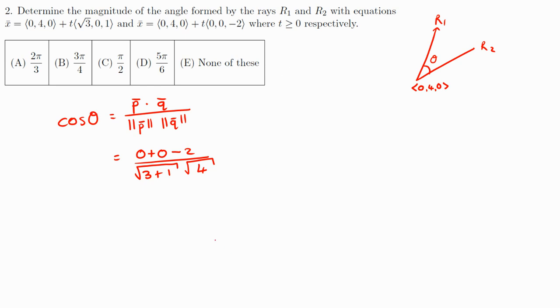Okay, so at the moment we have cos of theta is equal to minus 2 over 4, which is minus a half. So if we calculate theta, we say arc cos of a half, then we'll get theta is equal to 2 pi over 3. So the correct answer is A.